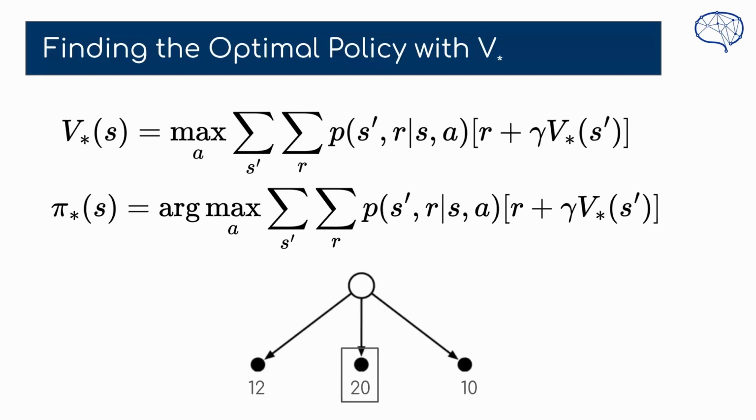So in this case, if you have your optimal state value function, this is how you can find an optimal policy. You're just taking the argmax. Your policy is just to take the best action that will give you the highest value.